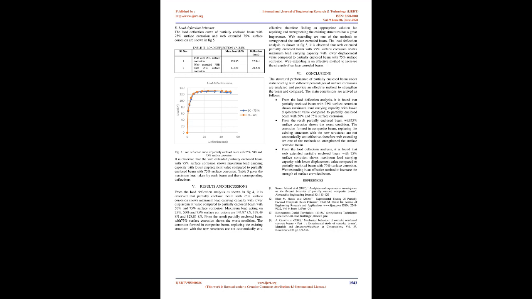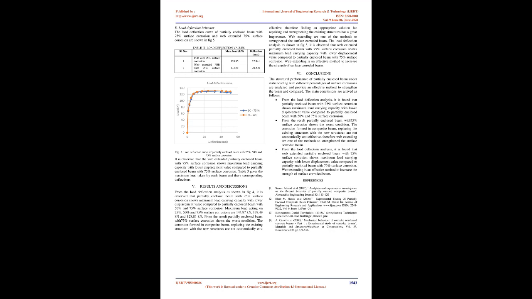V. Results and discussions. From the load deflection analysis as shown in Fig. 4, it is observed that partially enclosed beam with 25% surface corrosion shows maximum load carrying capacity with lower displacement value compared to partially enclosed beam with 50% and 75% surface corrosion. Maximum load acting on 25%, 50%, and 75% surface corrosions are 144.97 kN, 137.49 kN and 128.85 kN. From the result, partially enclosed beam with 75% surface corrosion shows the worst condition.